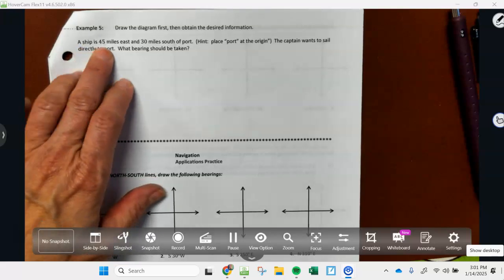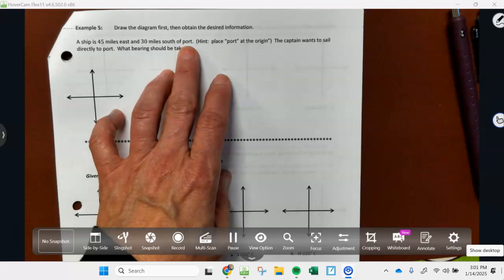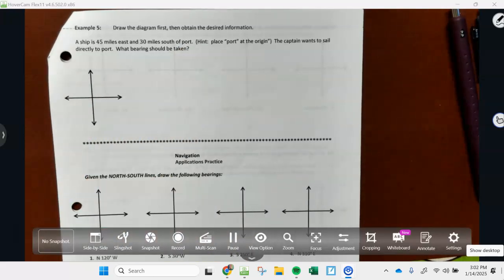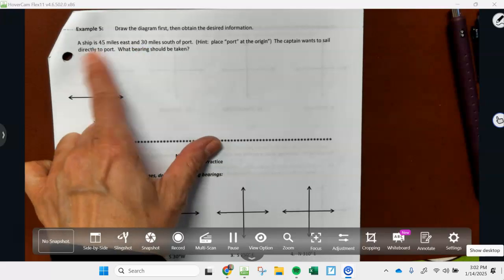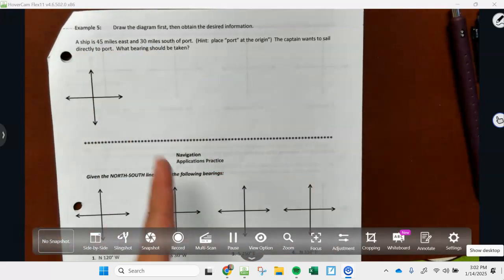So here we have a ship, and it is 45 miles east and 30 miles south of port. Again, port is the origin. The captain wants to sail directly back to the port. What bearing should it take? So this is kind of reverse. We are given these straight line distances. We're going to figure out the bearing to get it back home.